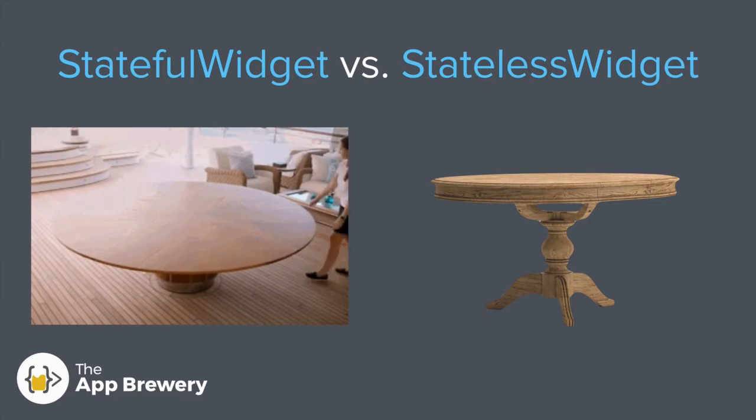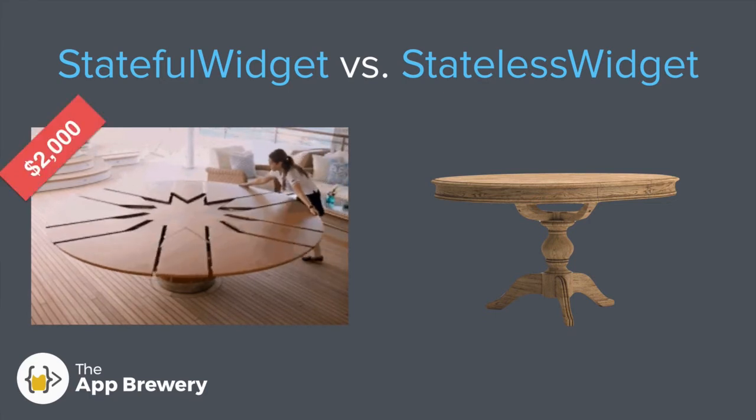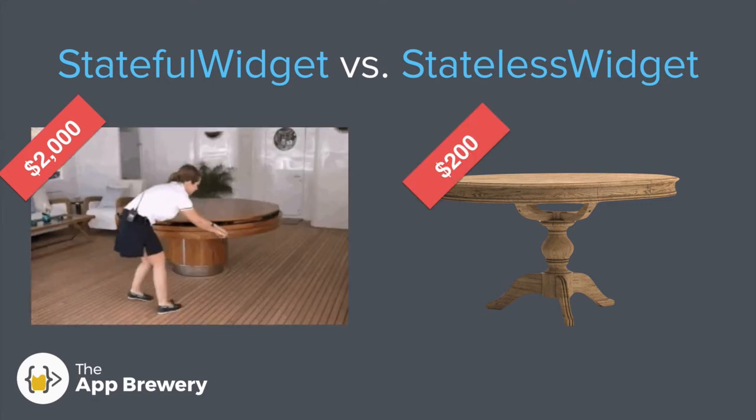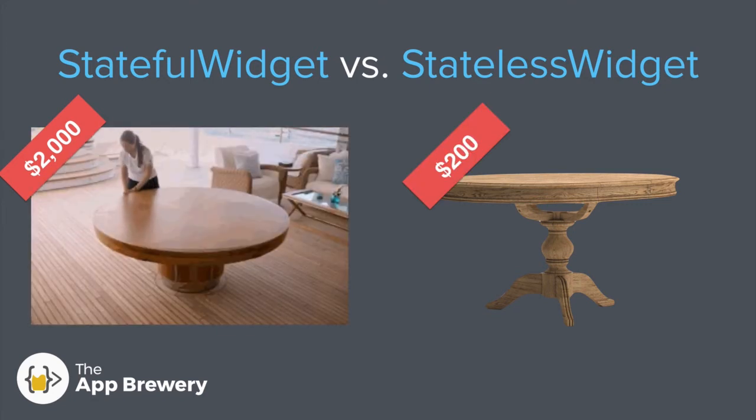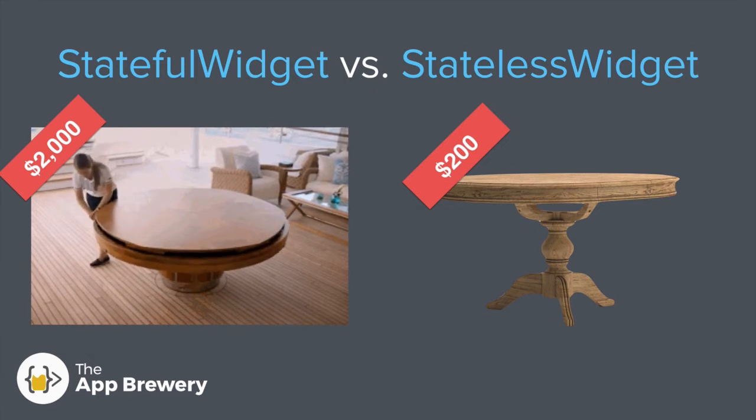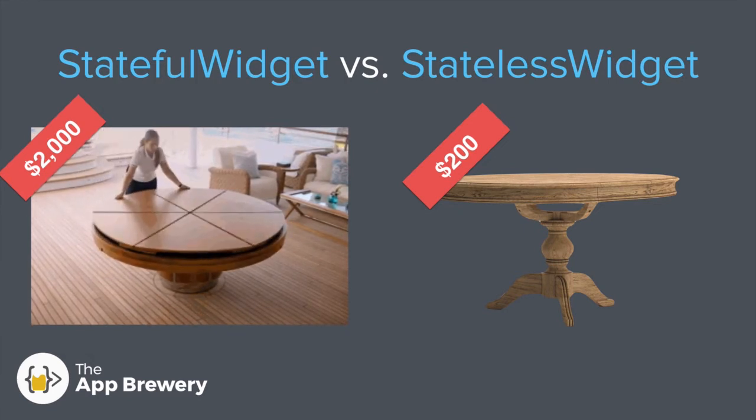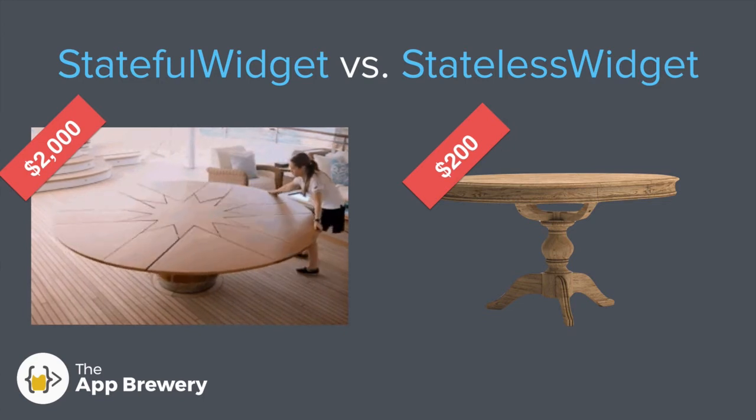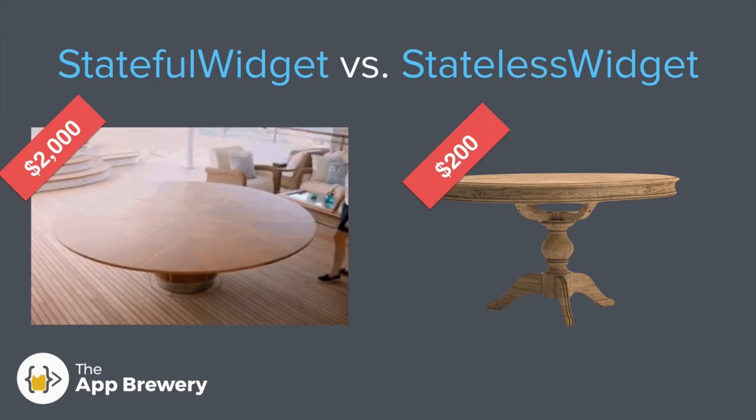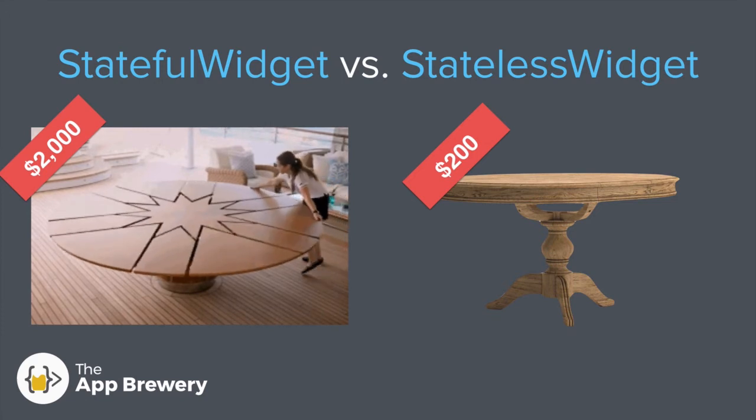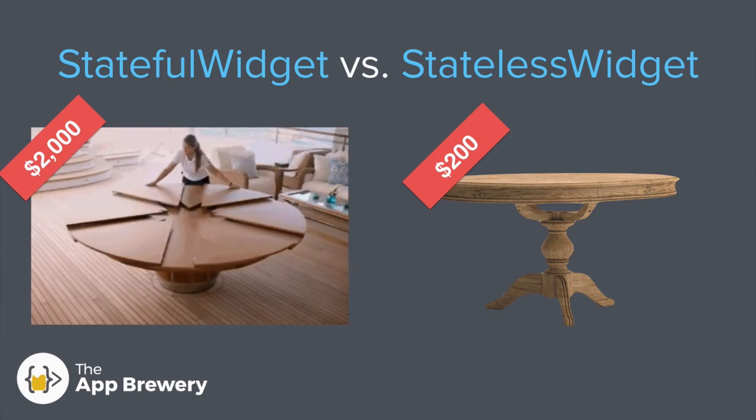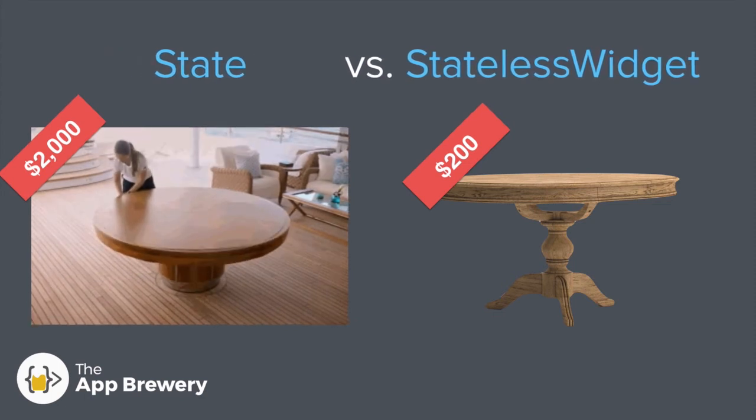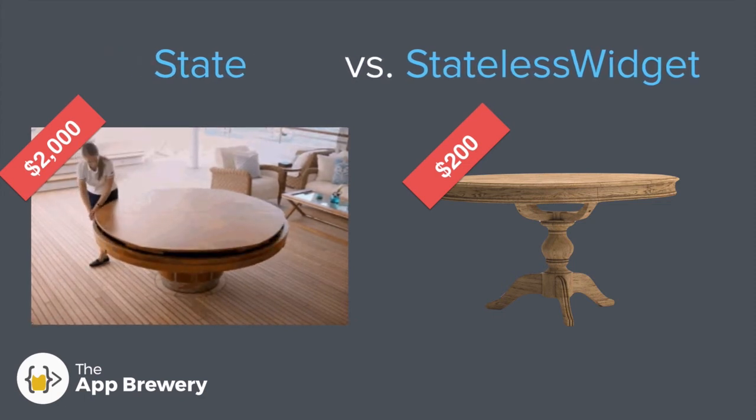And the difference between them is that this table costs something like $2,000, whereas this table costs $200. And the reason is because this stateful table needs a lot more material, it's a lot more expensive to produce, and it takes a lot of effort to build it. So that's the same with our widgets. So more precisely, it's actually not the stateful widget that's changing, but it's actually the state object that is changing.